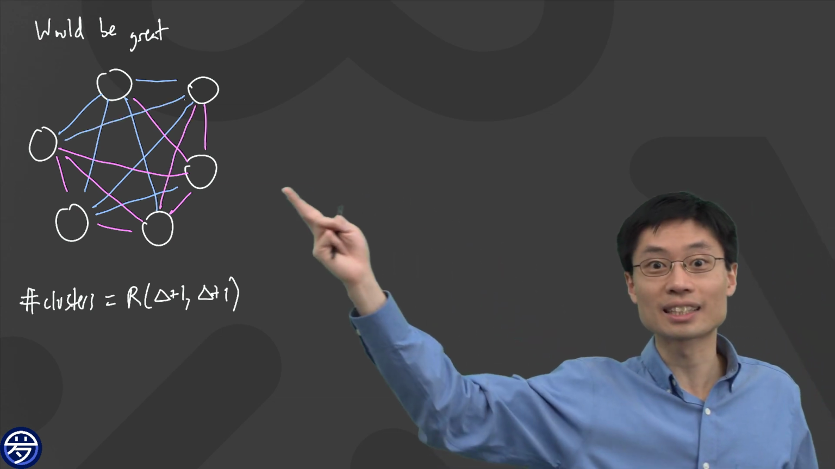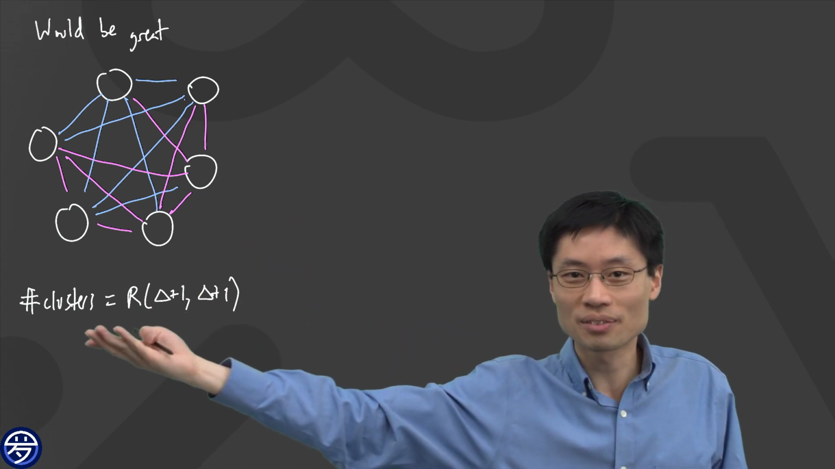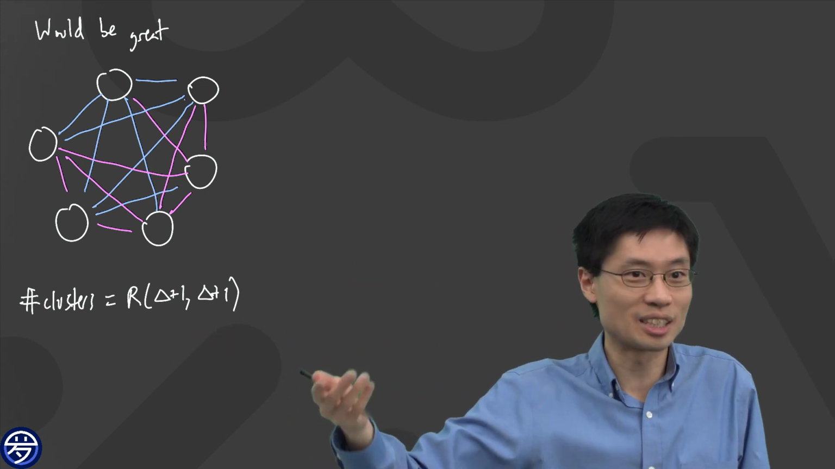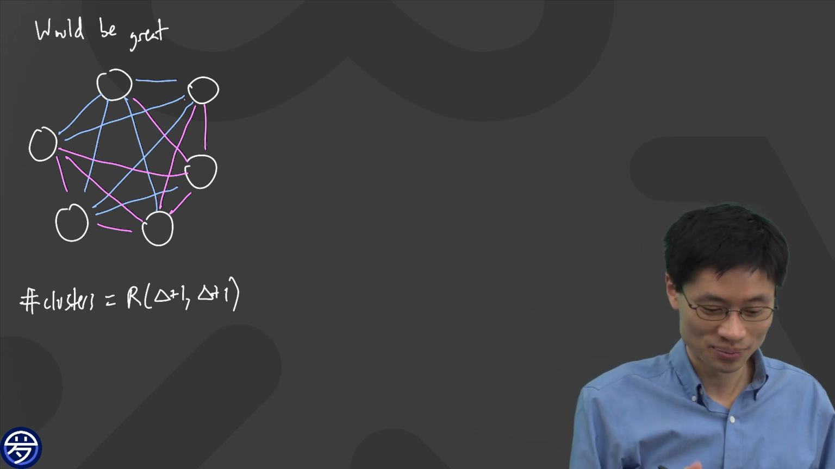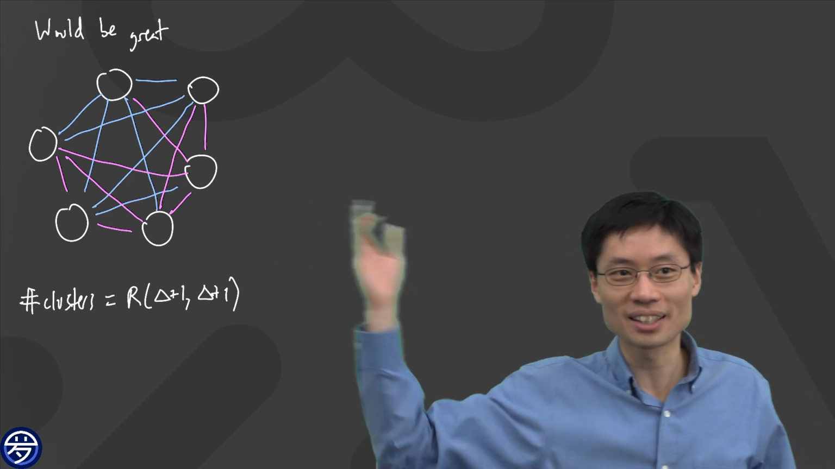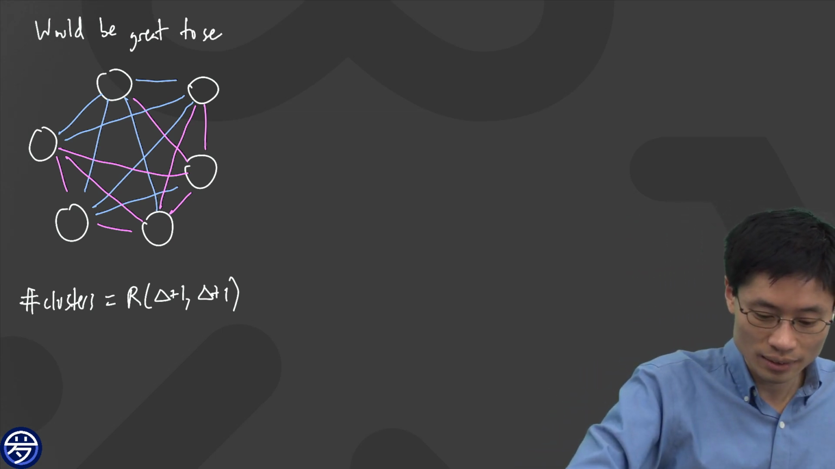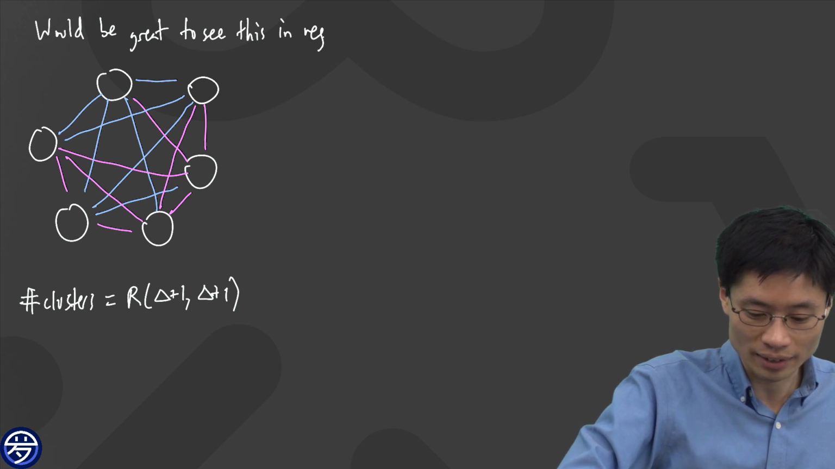Would be great to get something like this. It's in the regularity diagram now. The number of clusters is r delta plus 1, which is bounded. It's some number depending on delta, no bigger than 4 to the delta. Would be great if I could find something like this inside, would be great to see this in the regularity diagram.